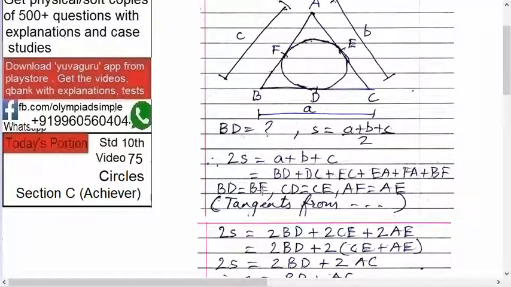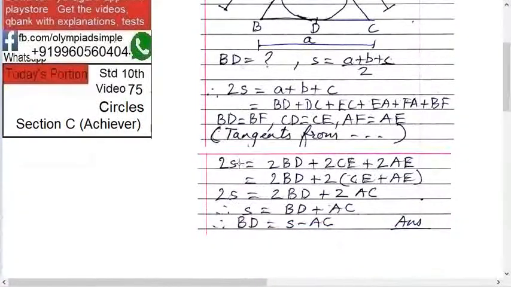So what can be combined now? BD and BF can be combined, CD and CE can be combined, and AF and AE can be combined. So do that. Therefore, 2S equals 2BD plus 2CE plus 2AE, which equals 2BD plus 2 into (CE plus AE).